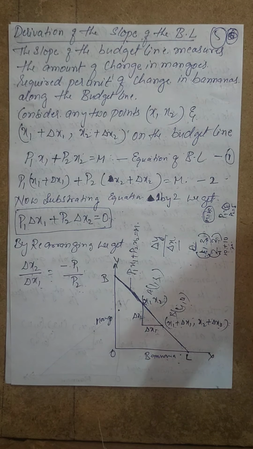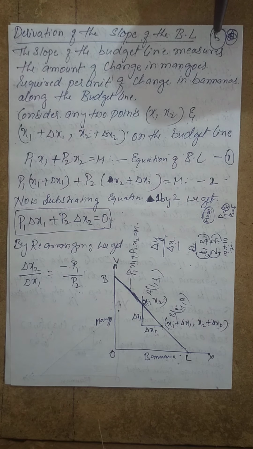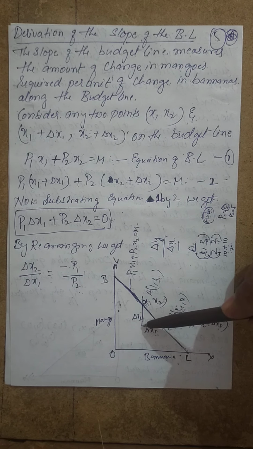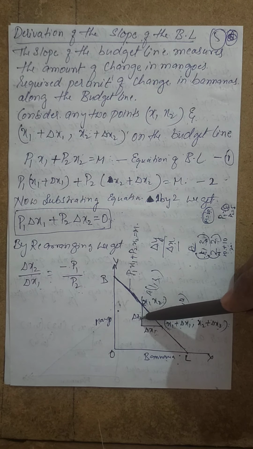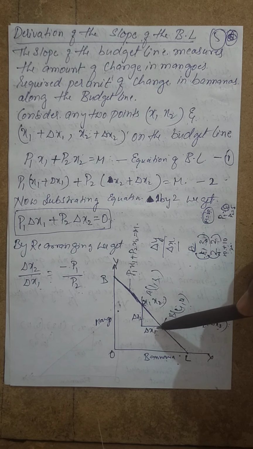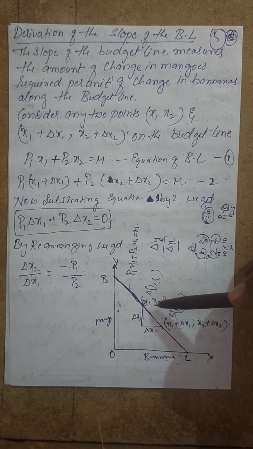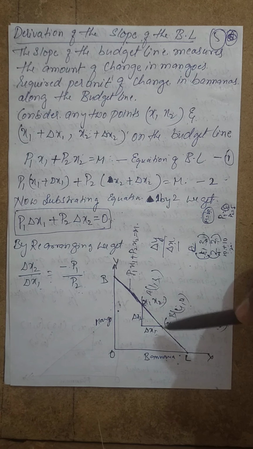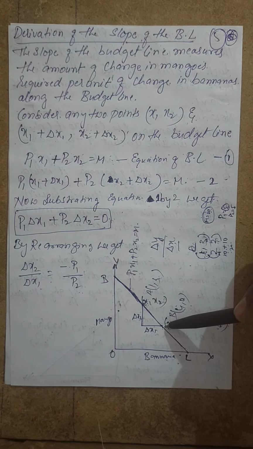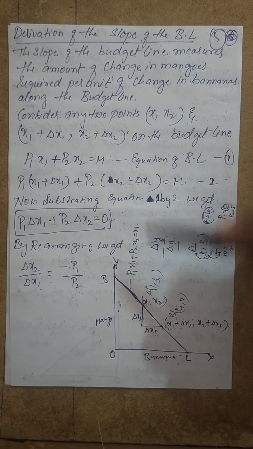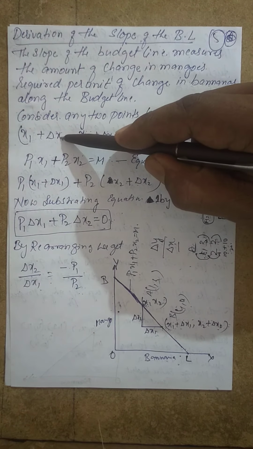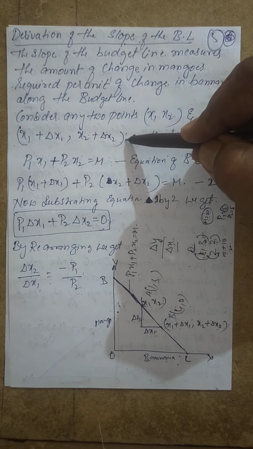Okay, so let me say once again, the slope of the budget line measures the amount of change in mangoes required per unit of change in banana. See, the amount of change in mango taking place is delta x2 per unit change, which is delta x1, in banana on the budget line. So on the budget line you can have 2 points, which are A and B. With respect to that, from A to B, what are the changes that take place? So that is x1 plus delta x1 and comma x2 plus delta x2.